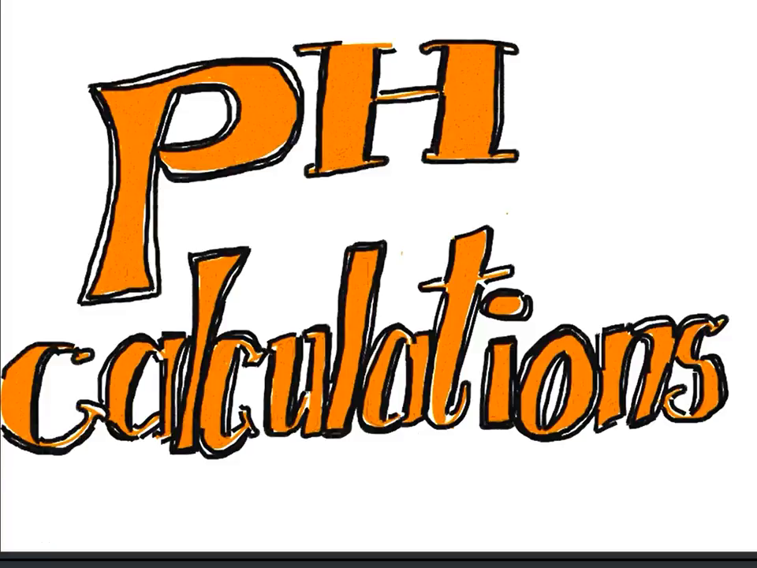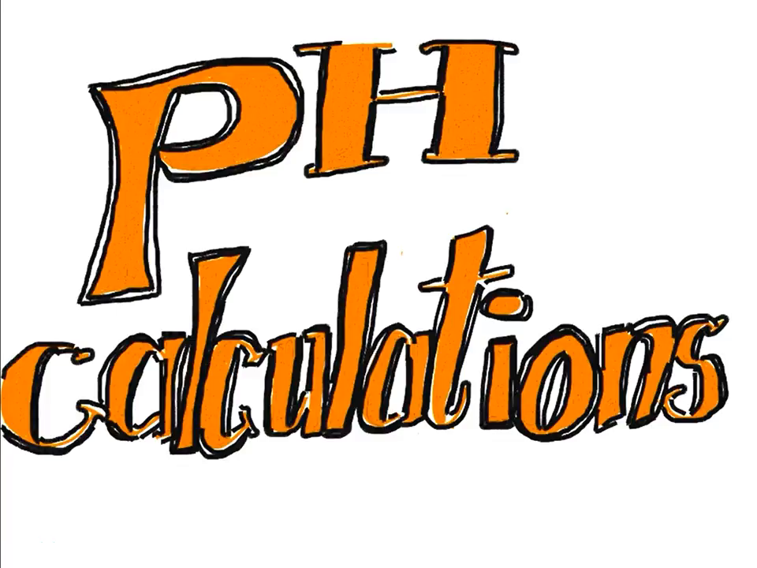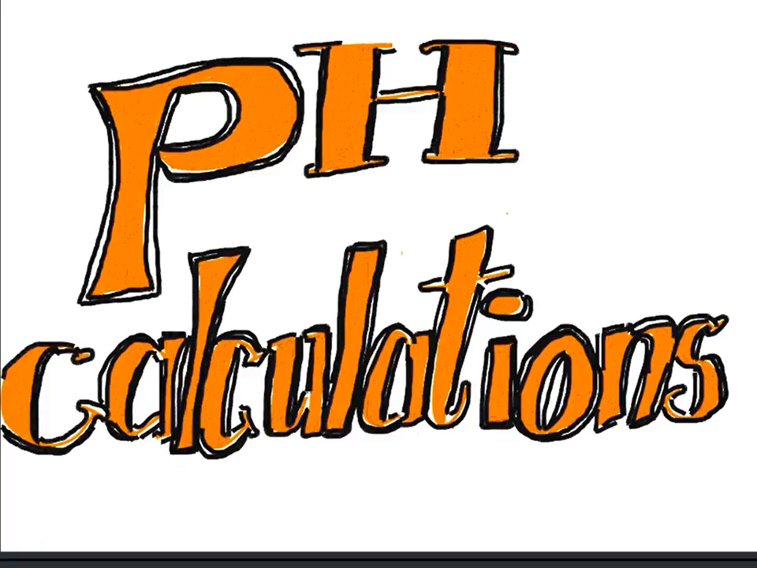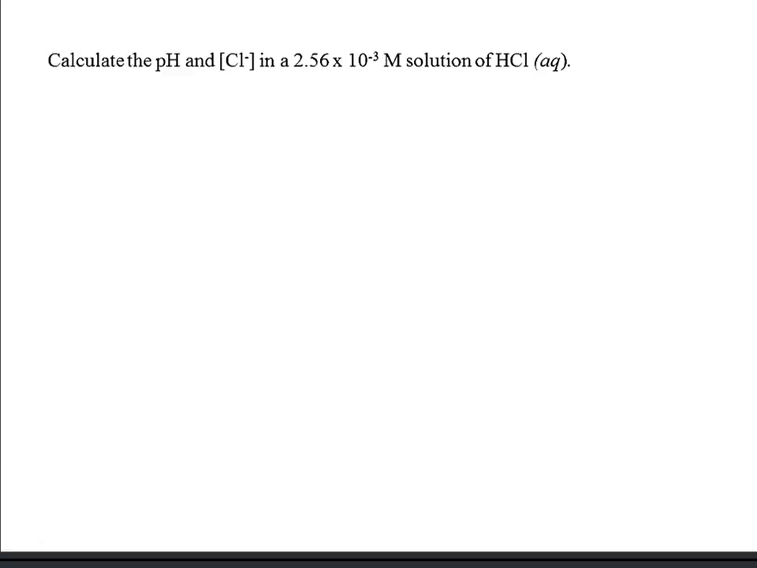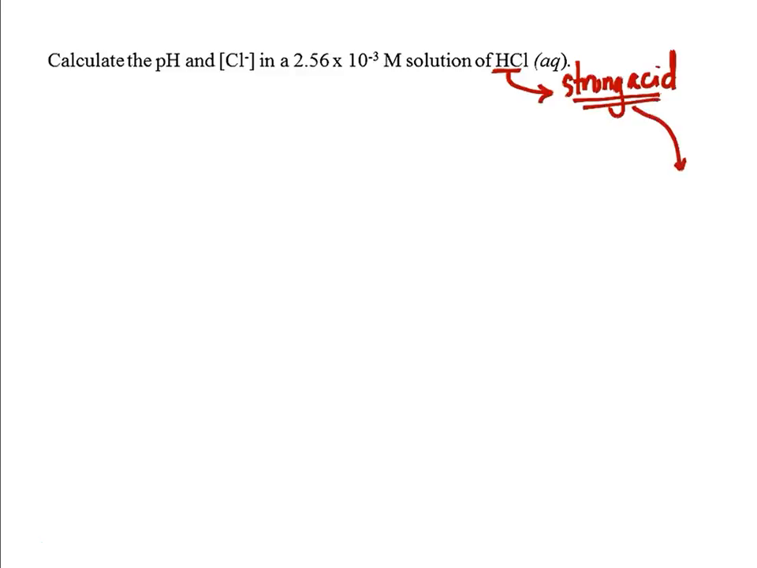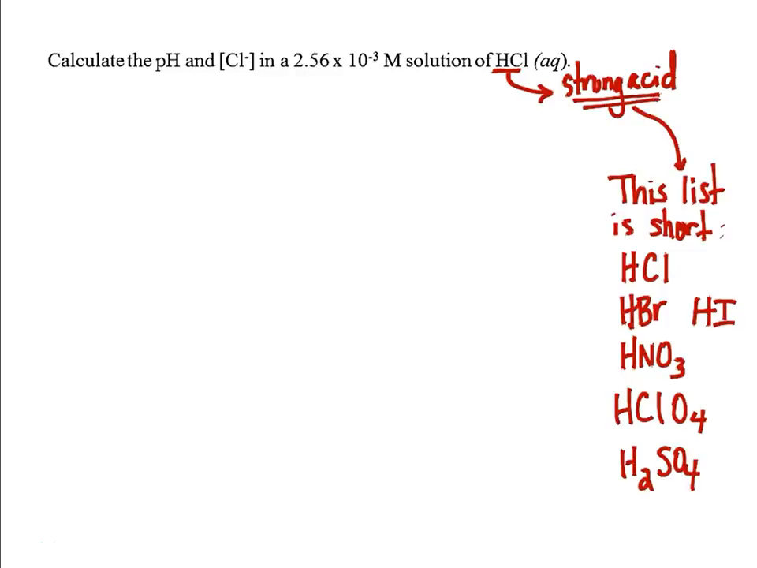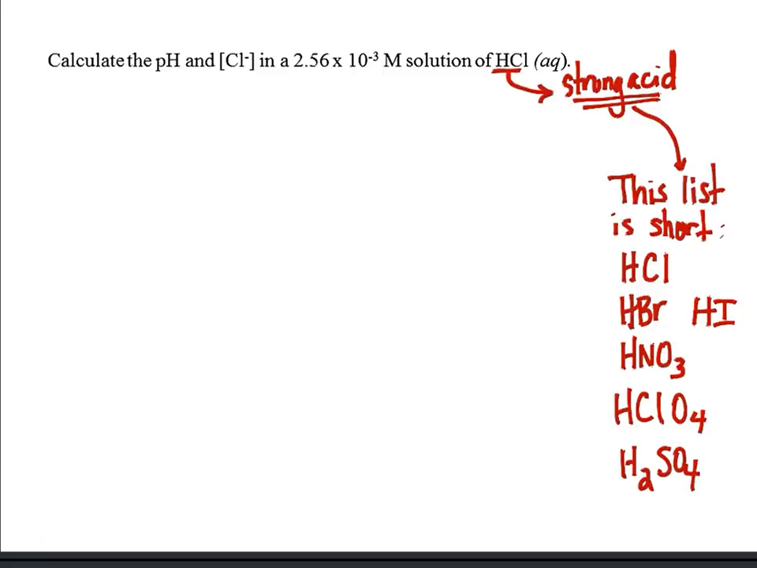Okay, now that we've learned about strong and weak acids and bases, we're going to do some practice pH calculations. We're going to calculate the pH and the chloride ion concentration in a 2.56 times 10 to the minus 3 molar solution of HCl. This is a strong acid. You know this because it is one of the 6 strong acids that you learned. It's a short list given here: HCl, HBr, HI, HNO3, HClO4, and H2SO4.